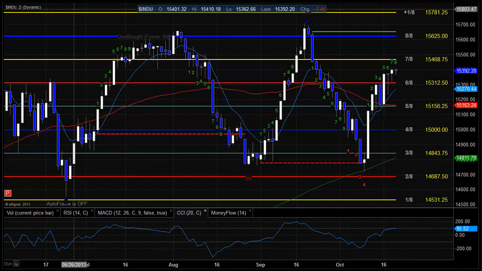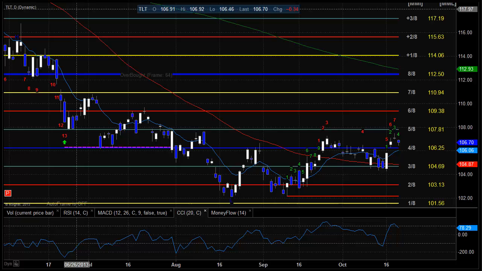Moving on to the TLTs. A little lower on the day, but we're still short-term positive. We're going to have key support here at the 4-ace level at 106.25. Resistance is going to be 5-ace at 107.81 for now.